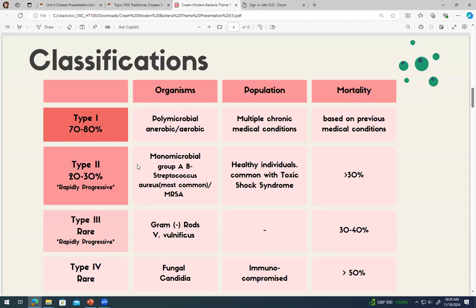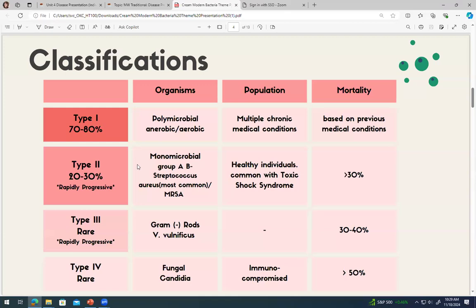So this is just a really quick breakdown of all the different classes. Type 1 is your polymicrobial. All that means is when you take a swab of somebody, they're going to present with multiple different types of microbes, usually about 4. The type 2, this one's going to be your most common, and it's going to test positive for your group A Streptococcus, and also presents with MRSA as well.